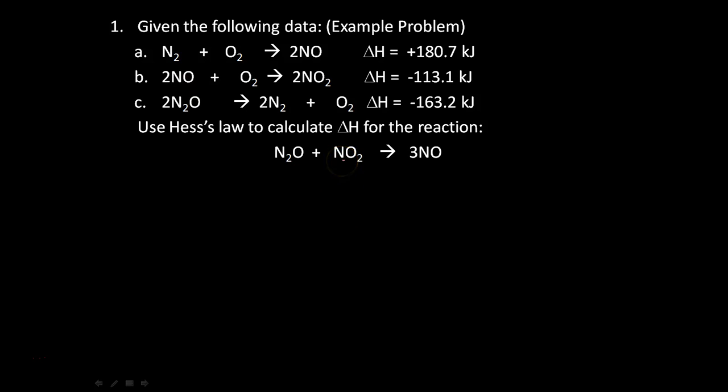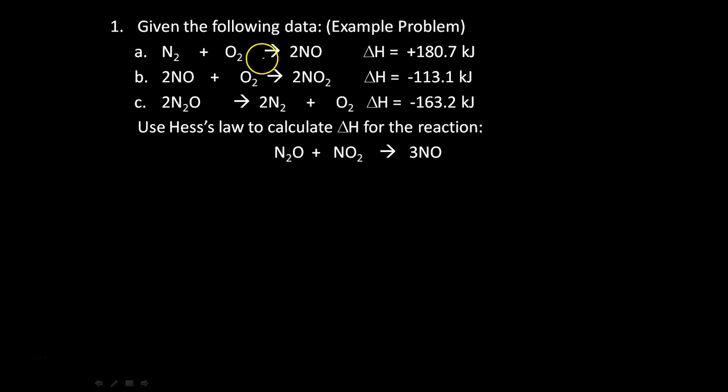Also, nitrogen dioxide is seen here. It's on the product side. It needs to be on the reactant side. And then here we have dinitrogen monoxide, which is on the reactant side, but there's too many of them. We've got two of them here, we only need one. So let's figure out what we need to do to each of these equations in order to get the right thing on the right side in the right amounts.